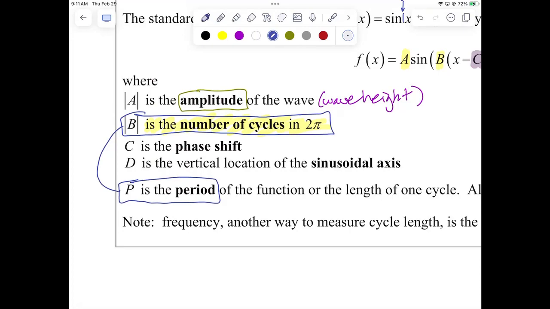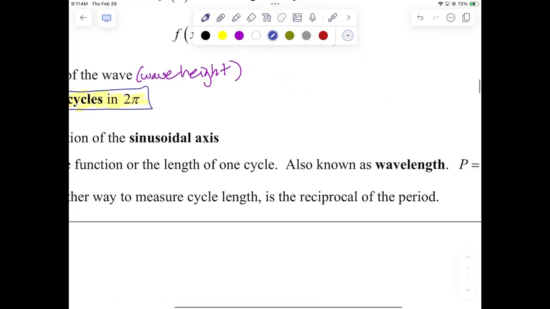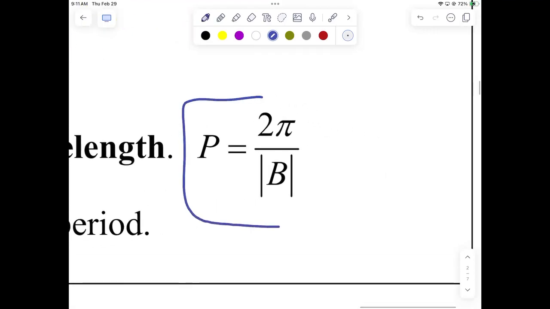We can find the new period if we know what b is. If b is really the number of cycles in 2 pi, then the new period is 2 pi over that value, right? The new period should be 2 pi, the default period, divided by how many we're trying to squeeze into that space. That makes sense. If you have a space of 1 foot and you're trying to fit 3 equal parts into it, each of them would be 12 divided by 3, or 4 units long, right? So 2 pi divided by the absolute value of b.